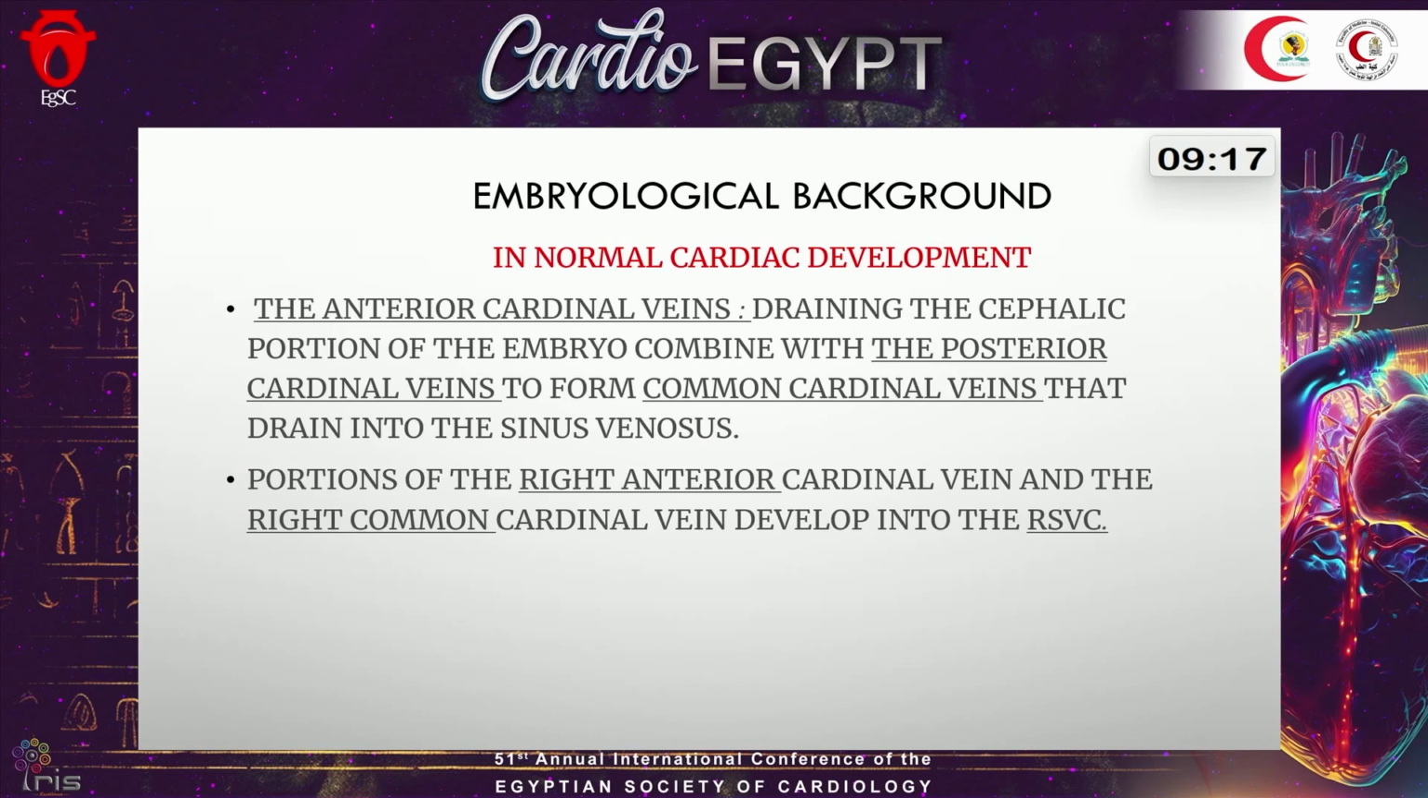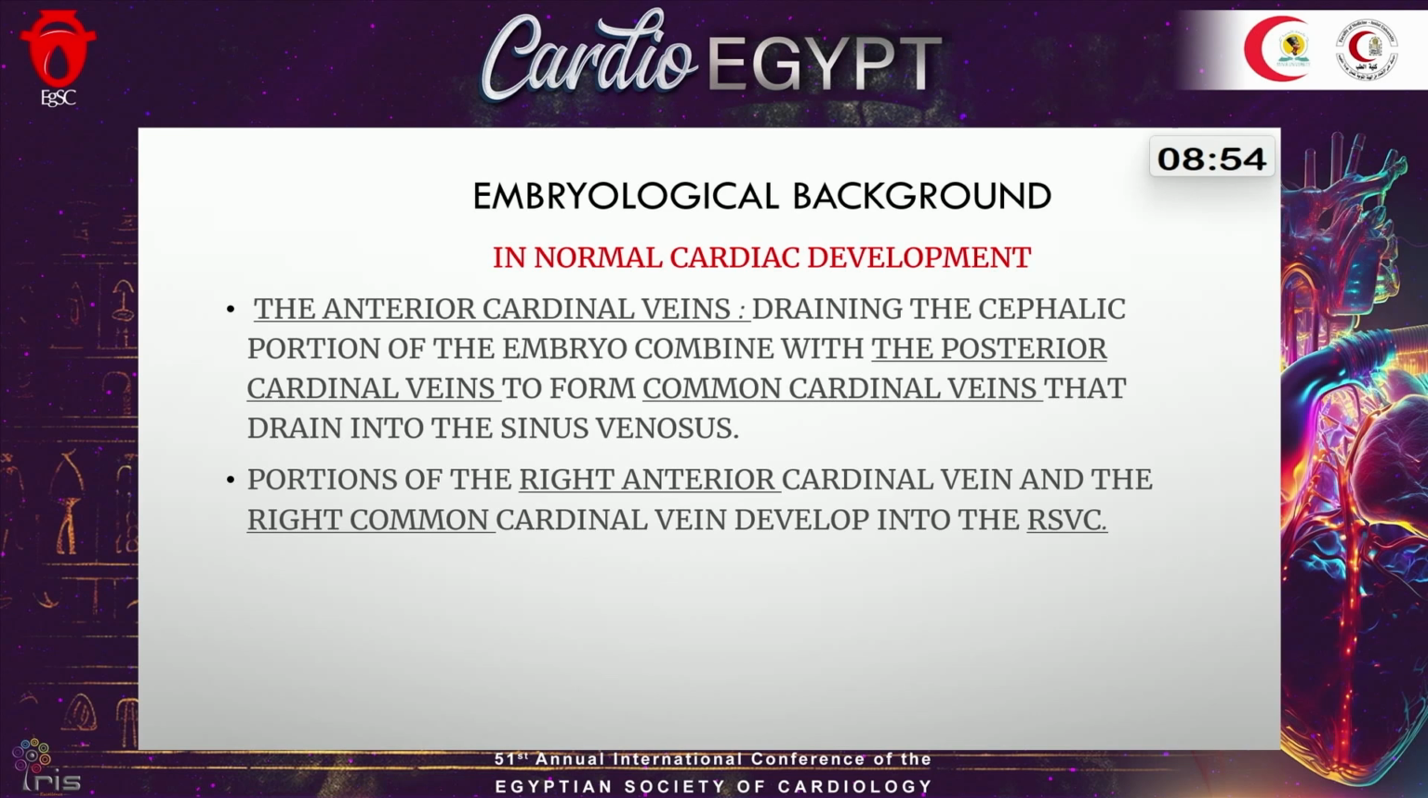Let's come to the embryological background. How does persistent left superior vena cava develop? Usually we have what are called cardinal veins. Anterior cardinal veins, posterior cardinal veins, all of them are present right and left. There are anterior cardinal veins on the right, and anterior cardinal veins on the left. Portion of the right anterior cardinal veins.